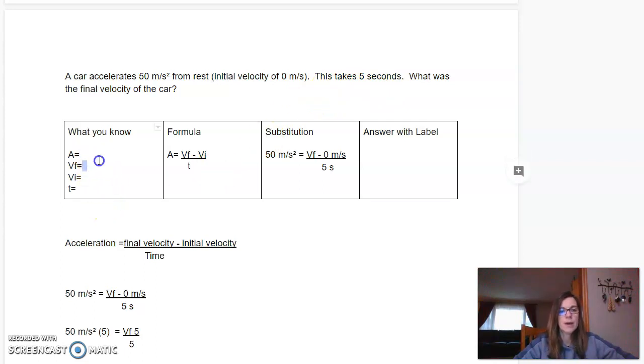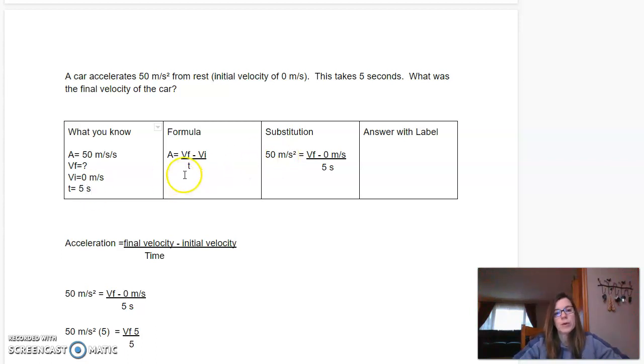Okay, so again, it's really useful to kind of put what everything is at first. The acceleration in this problem is 50 meters per second squared, or we could write it meters per second per second. The final velocity, we don't know, so we'll put a question mark. The initial velocity, they said it was at rest, so it's not moving, 0 meters per second. And this took 5 seconds.